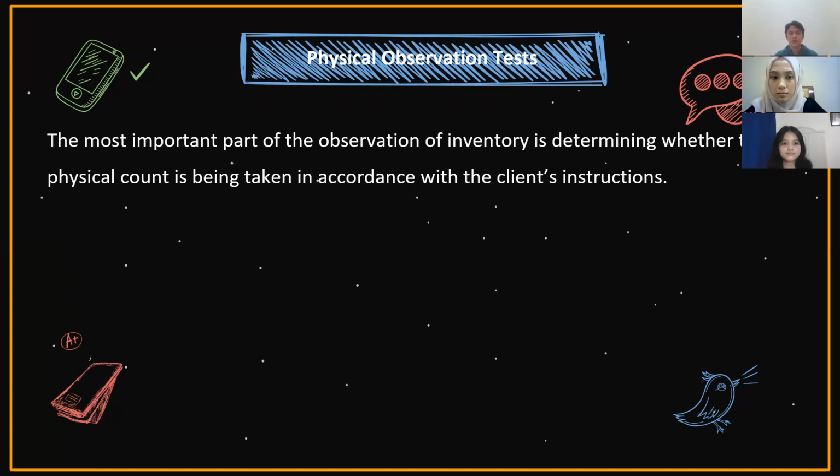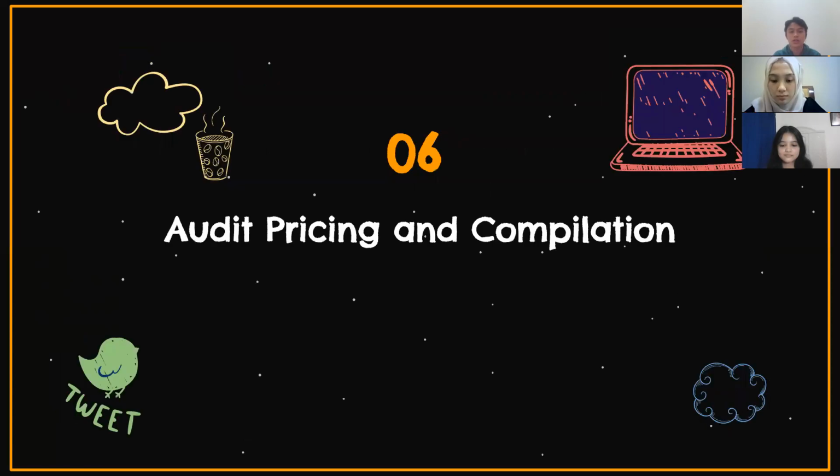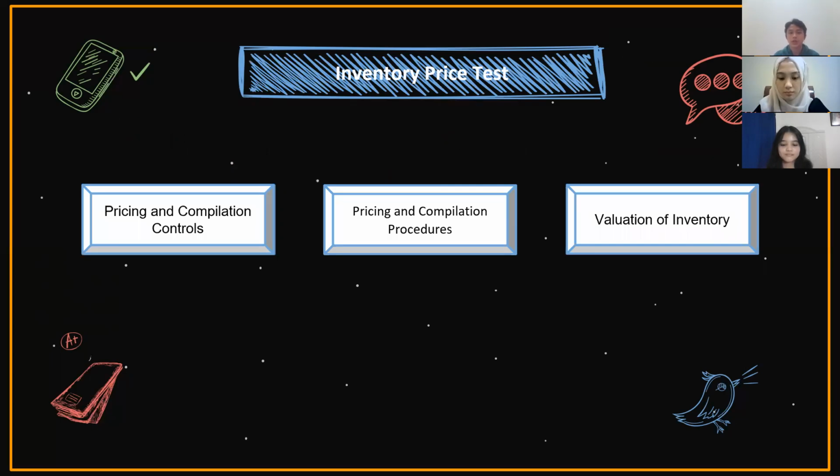Next, physical observation tests. The most important part of the observation of inventory is determining whether the physical count is being taken in accordance with the client's instruction. Next learning objective is about audit of pricing and compilation. Inventory price tests.